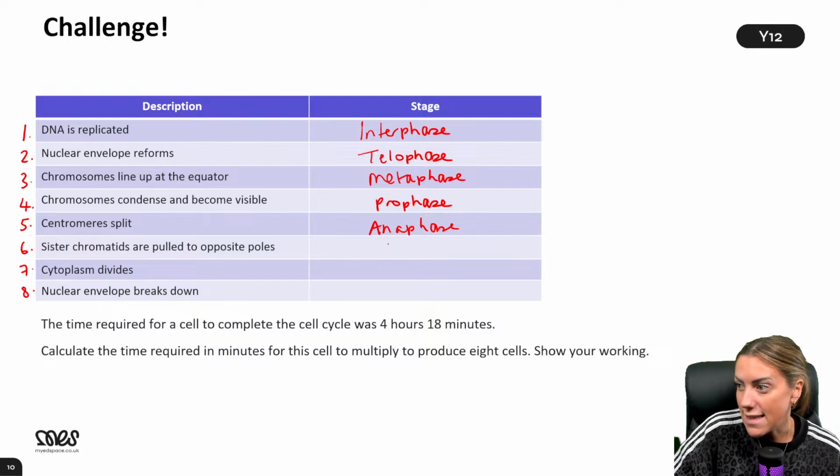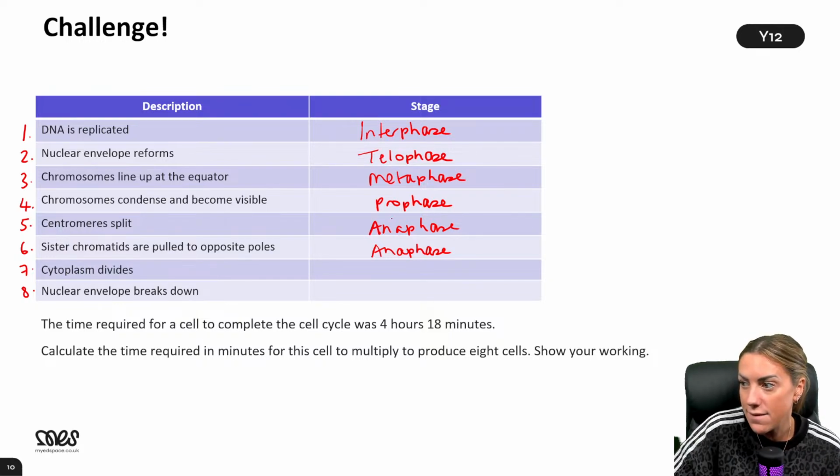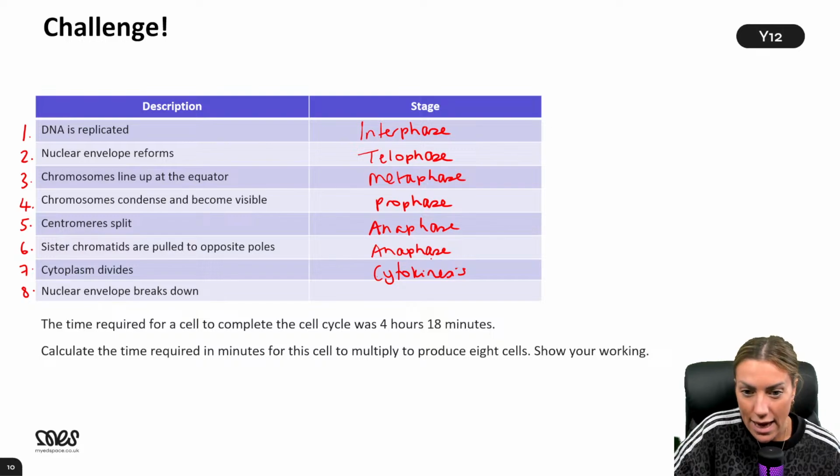Number 6 is anaphase as well. That would be just a bit later on in anaphase, after the centromeres have split. Cytoplasm divides. Good, Angelina. Cytokinesis, which is after mitosis. Nuclear envelope breaks down. Good, Oliver. That would be prophase.